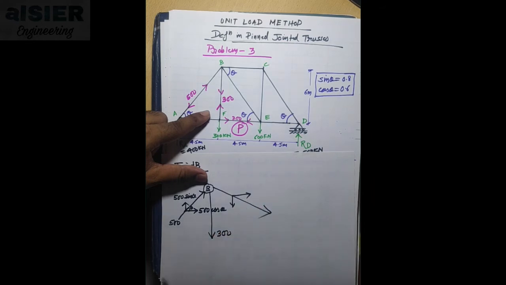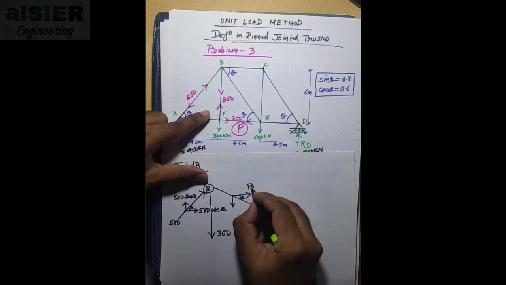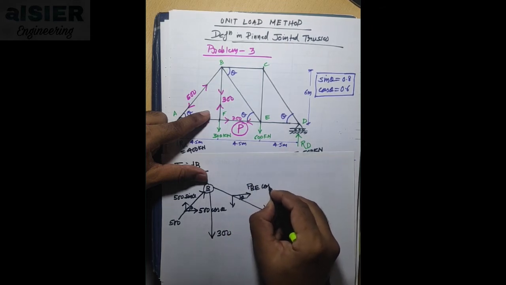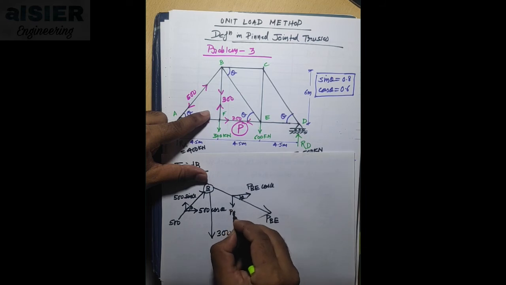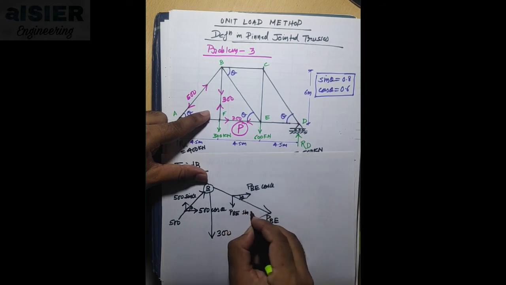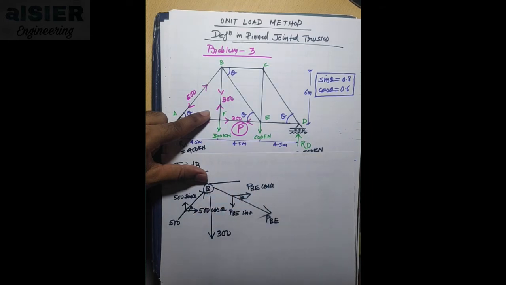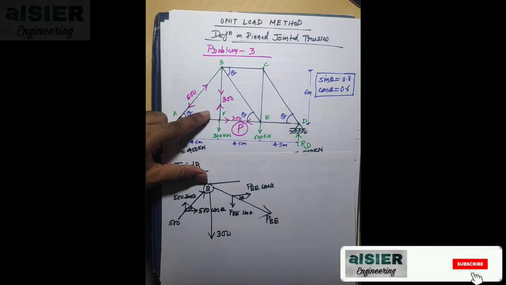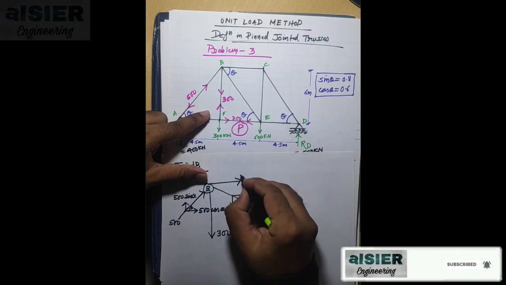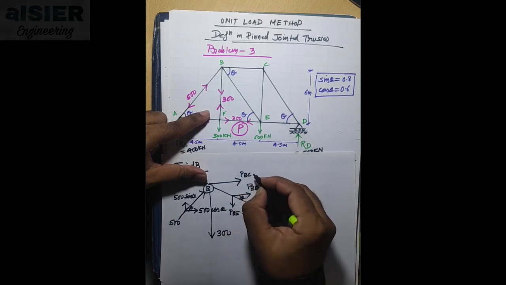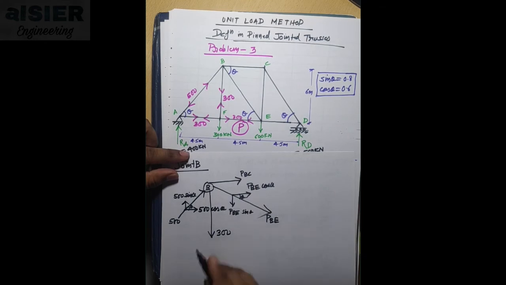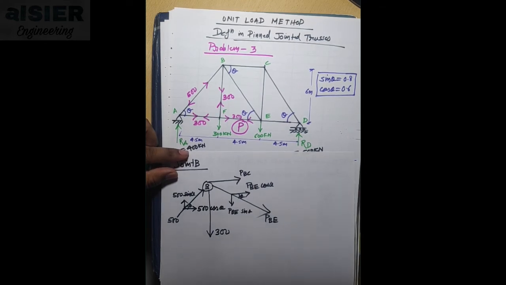Now angle, this is theta, we know this. So if this is PBE, so this is PBE cos theta and this is PBE sin theta. Also there is one force, one member, that is PBC. We will consider it away from joint. So PBC, right? So our diagram is over now. Now we will do the calculations.